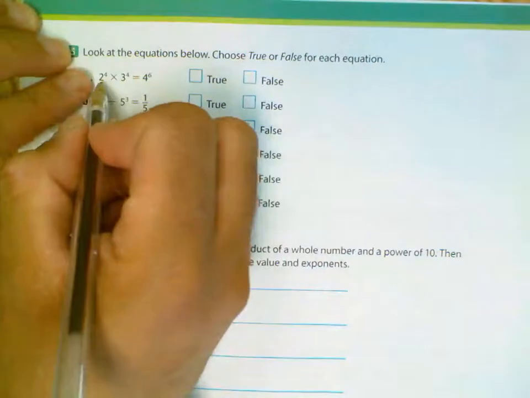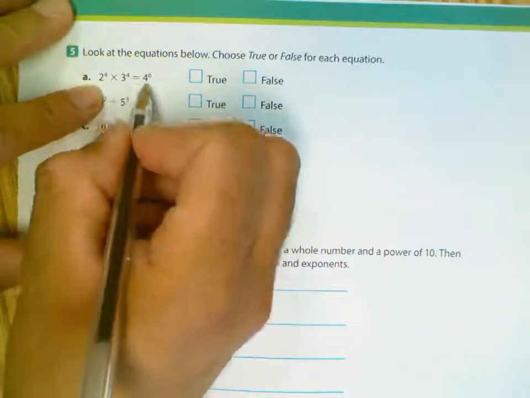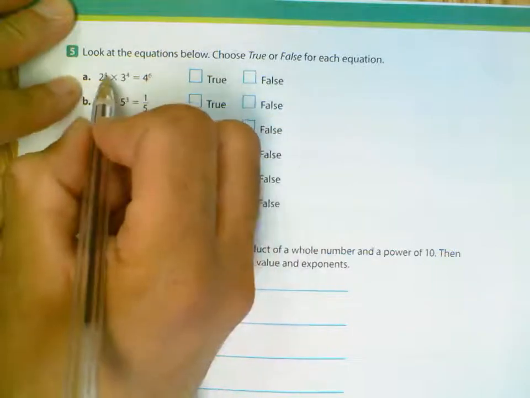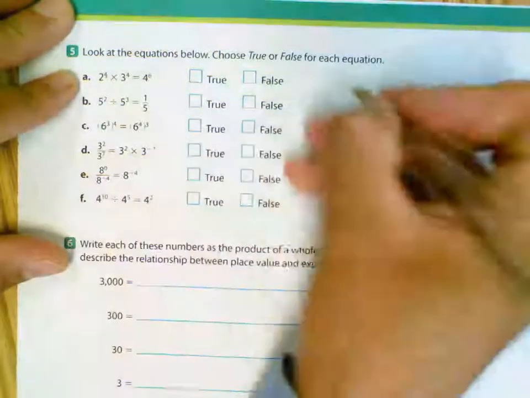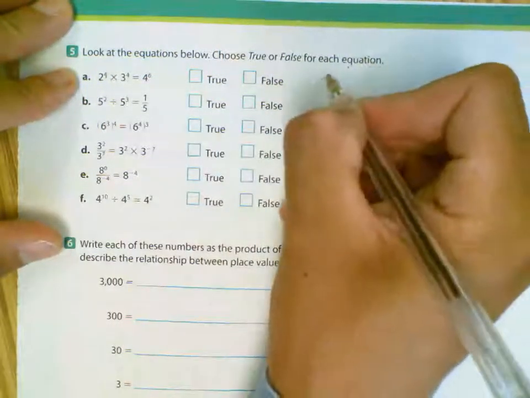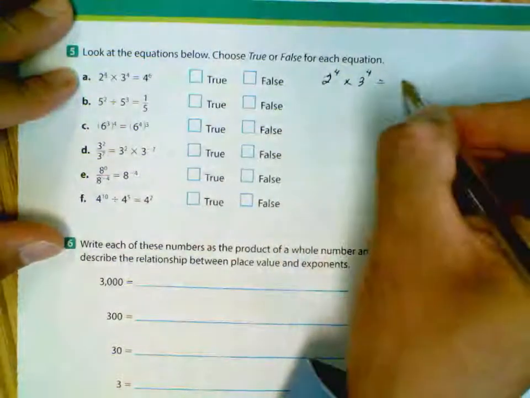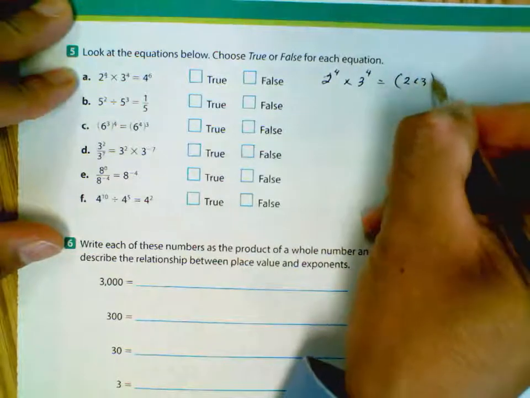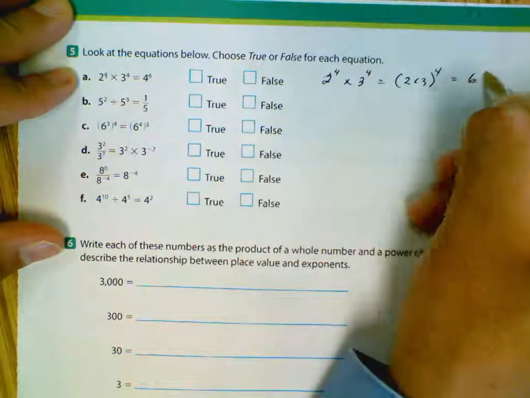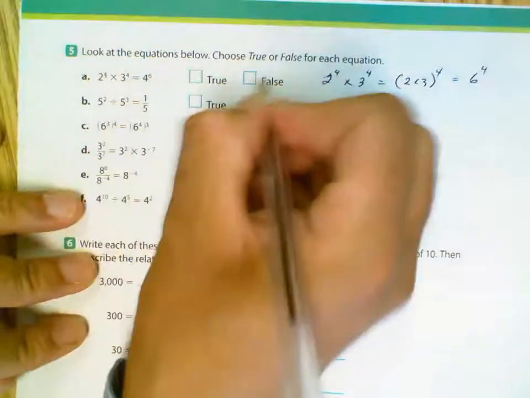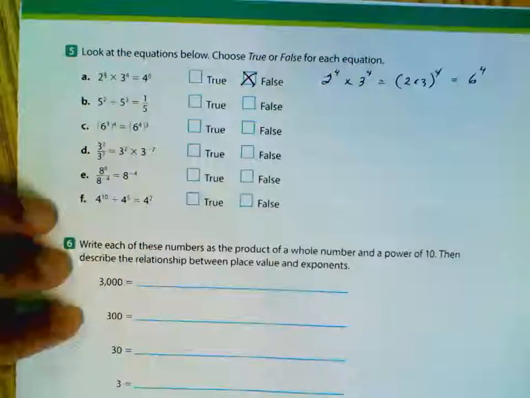So I have 2 to the 4th power times 3 to the 4th power equals 4 to the 6th power. Okay, the exponents are the same. So I'm going to write it here. I have 2 to the 4 times 3 to the 4. Exponents are the same, so I have 2 times 3 to the 4th power. So it's 6 to the 4th power. It's 4 to the 6th. They switched it. So in this case it's false.